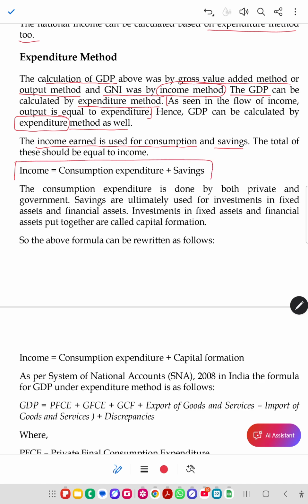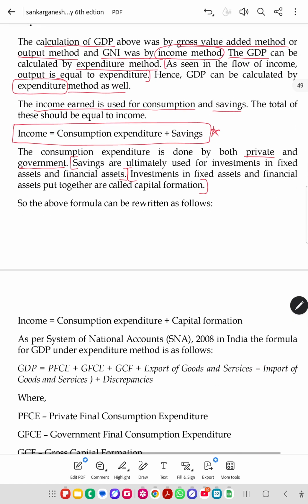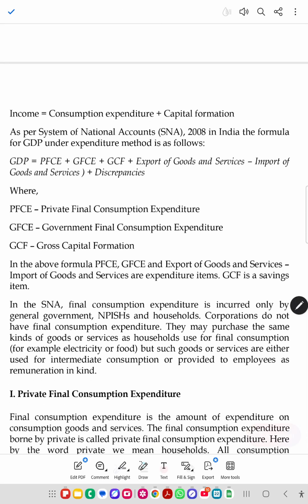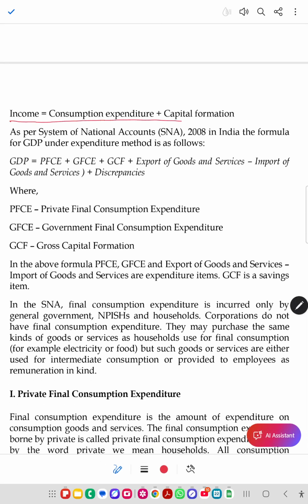Income is equal to what? Consumption expenditure plus saving. This is important. The consumption expenditure is done by both private and government. Savings are ultimately used for investment in fixed assets and financial assets. Investment in fixed assets and financial assets put together are called capital formation. So the above formula can be rewritten as follows. Income is equal to consumption expenditure plus capital formation.